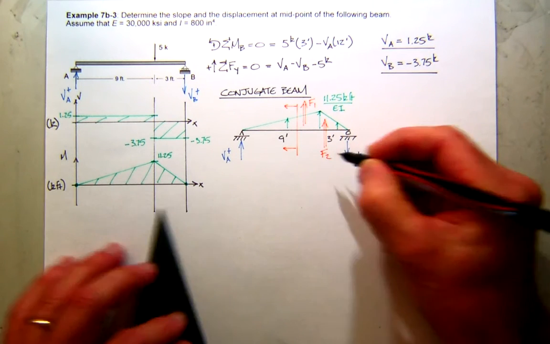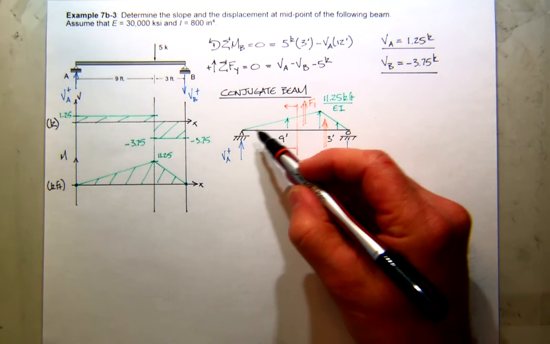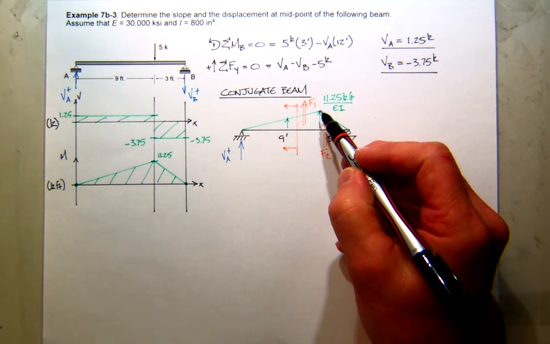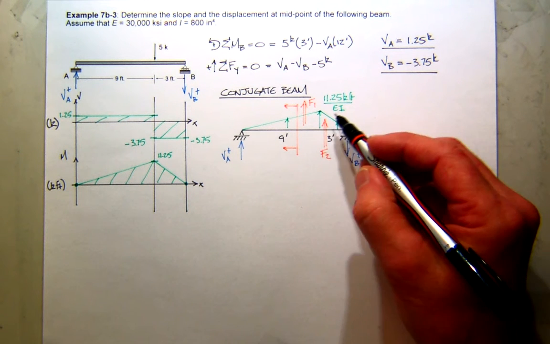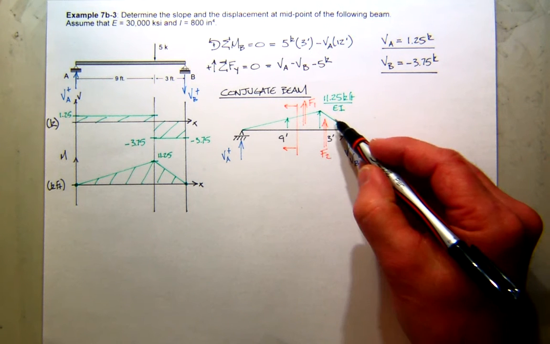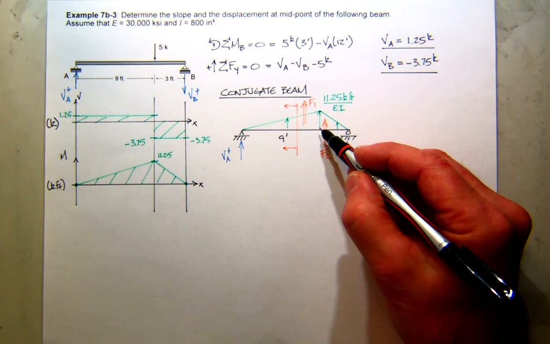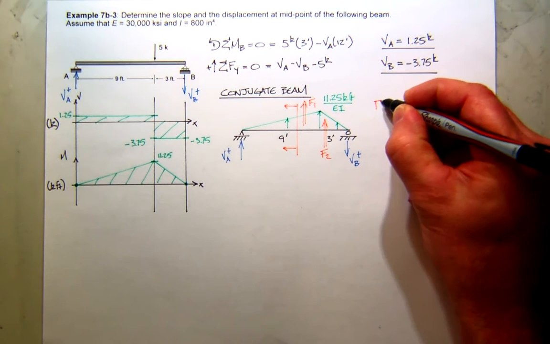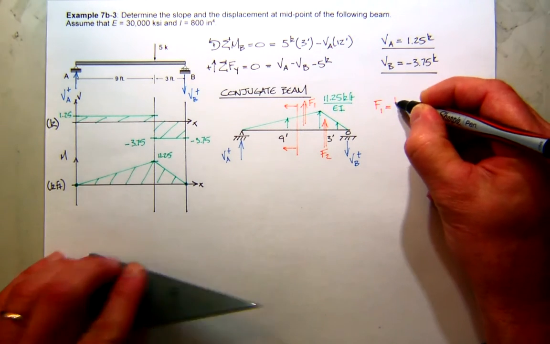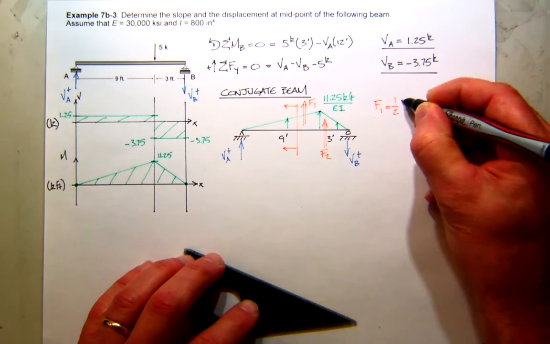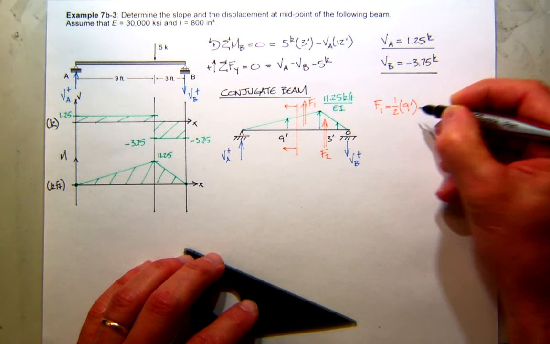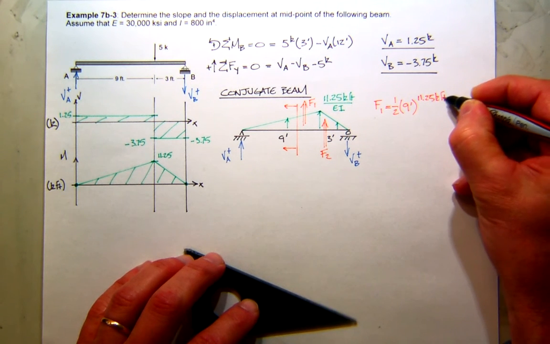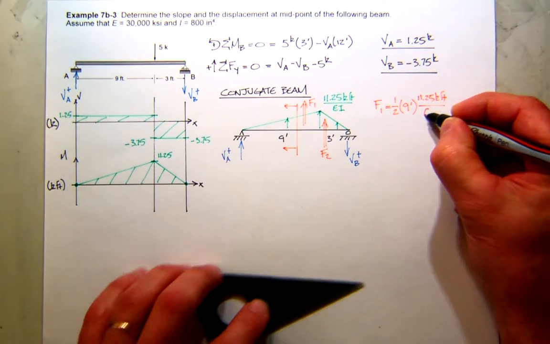F2. So F1 will be this triangular part of the load over the 9 feet with this height, 11.25. And then the F2 force will be this part, which is also a triangular load with the same height but a different base. So I'll just write these over here to the side. So F1 is going to be 1/2 the base, which is 9 feet, times the height, which is 11.25 kip feet, divided by EI.